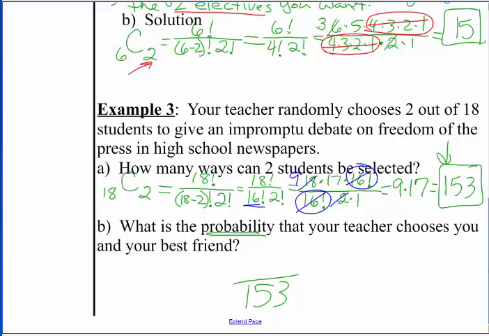How many ways can you and your best friend be selected? Okay. That is only one. Whether you were selected first or your best friend second, or the other way around, your best friend first and you second, doesn't matter. It's still you and your best friend, and there's only one group with you and your best friend in it. So that is the probability, 1 out of 153, that you and your best friend could be selected for this impromptu debate.